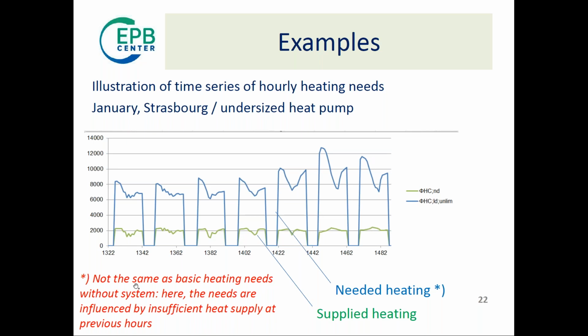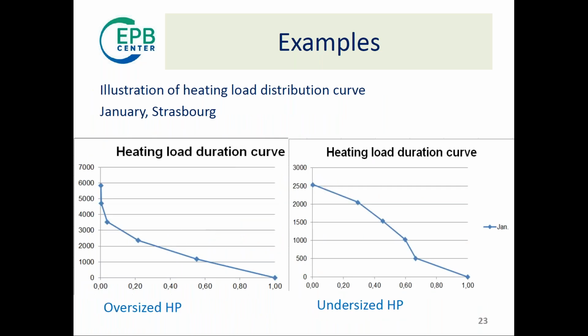And just to avoid a misunderstanding, if you look at these needs with an unlimited system, this is actually not the same as doing a full run of a calculation with an unlimited system size, because here the calculation of the energy need is influenced by the insufficient heat supply at the previous hour. So if you look at these runs, it's still a run with some moments and temperature which does not reach the comfort level as required.